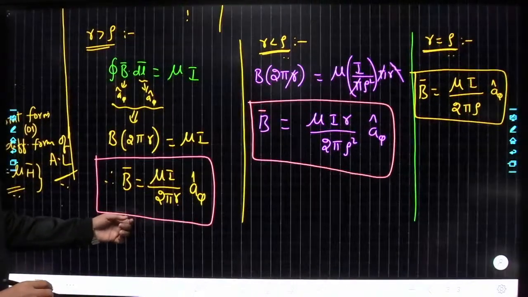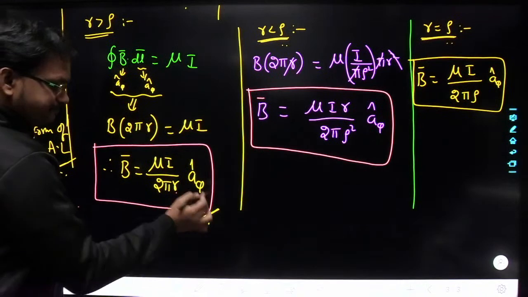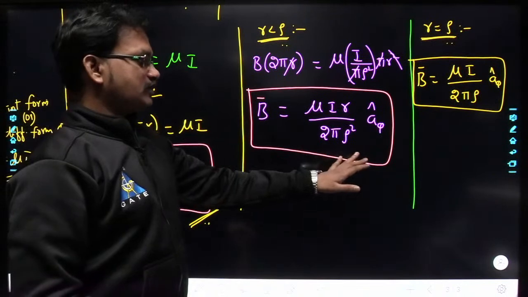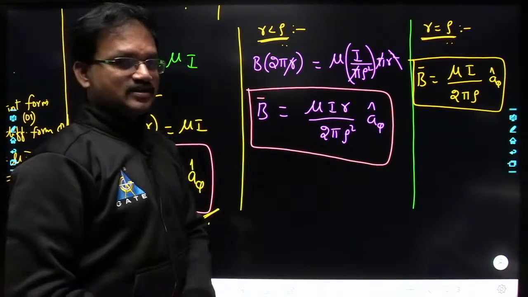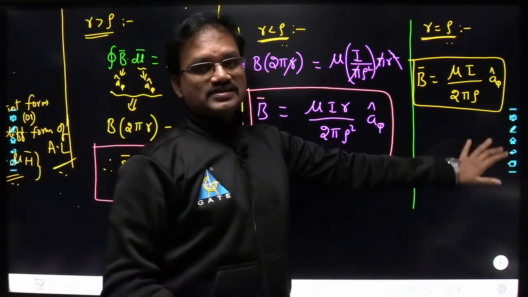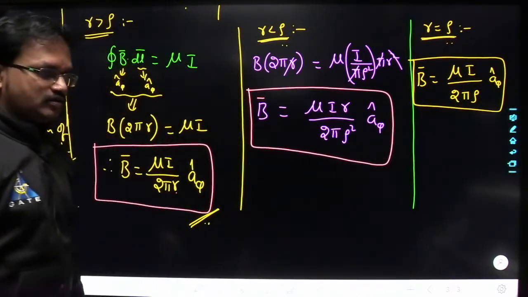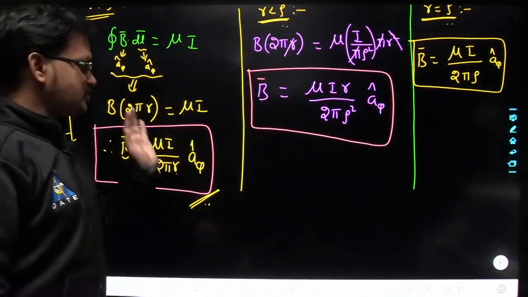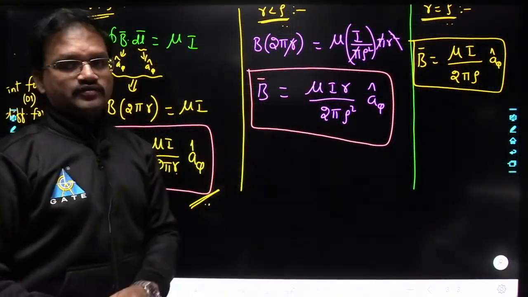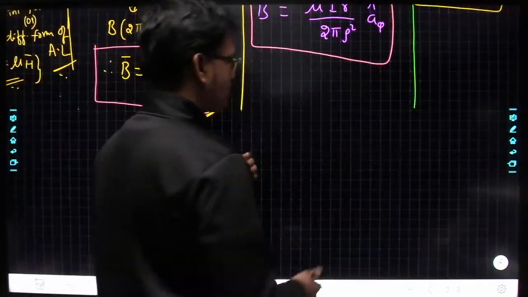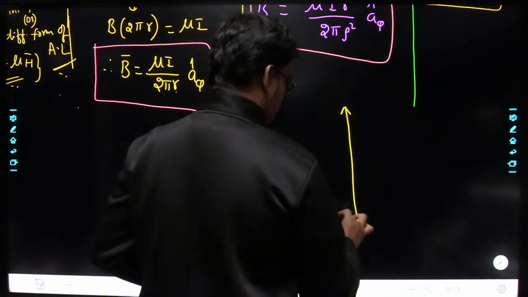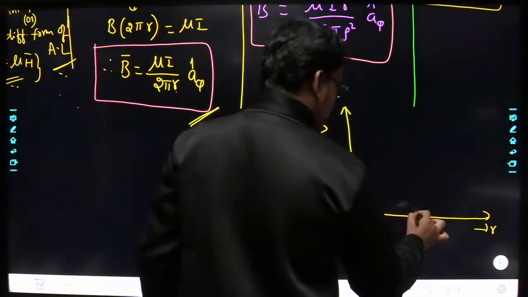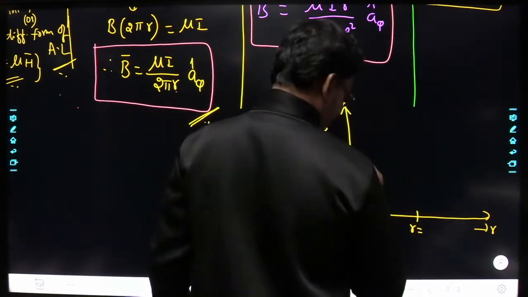So this is the expression for the B field if the point lies outside the cylindrical wire, this is the B field if the point lies inside the cylindrical wire, and this is the B field on the surface of the cylindrical wire. We got all these three expressions: outside the wire, inside the wire, and on the surface of the wire. We have also drawn the graph, with R on one axis and B on the other, the graph of B versus R.